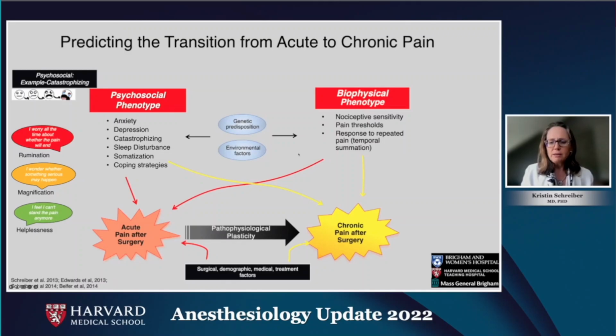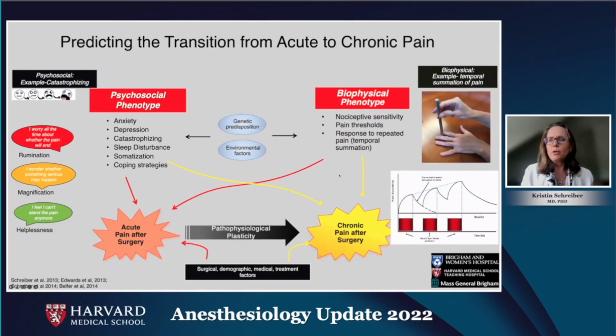On the other side, we measure aspects of the biophysical phenotype through quantitative sensory testing, that is, actually applying a known nociceptive stimulus and seeing how people respond to that. So the example that I'll talk about, because it ends up being important in some of our work, is called temporal summation of pain. We take a weighted pinprick and we apply it over someone's finger. Now we do that 10 times in a row.